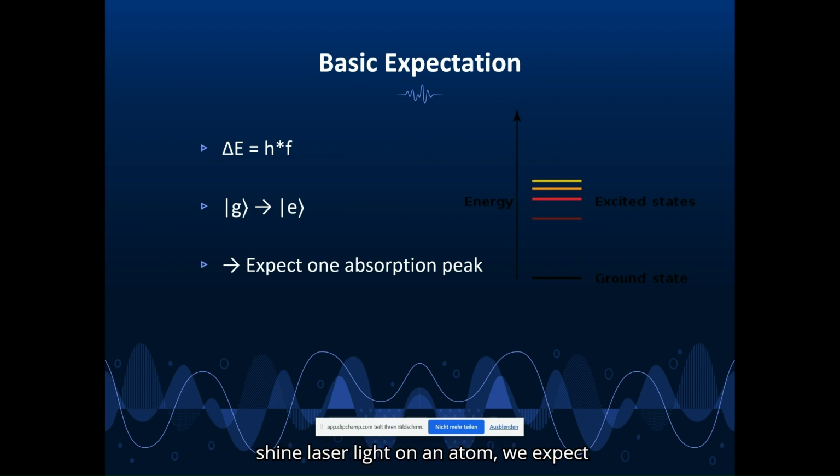If we shine laser light on an atom, we expect a single electronic transition. The atom absorbs a photon when the laser frequency matches the resonance frequency of the transition from the ground state |g> to the excited state |e>, using bracket notation in this case. This energy difference should be exactly, and I mean exactly, ΔE = h·f, where h is Planck's constant and f is the frequency of the photon. In this simple two-level model, we would see only one single absorption line when we scan the laser frequency over resonance. However, real atoms are more complicated than that.